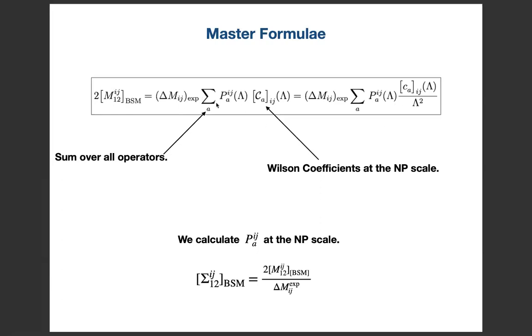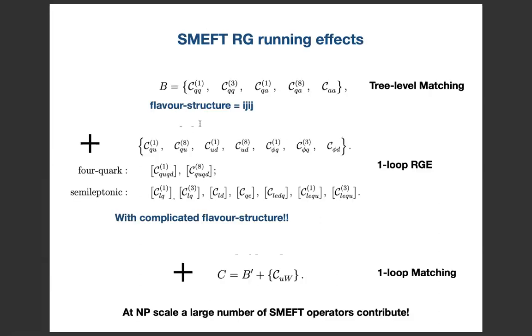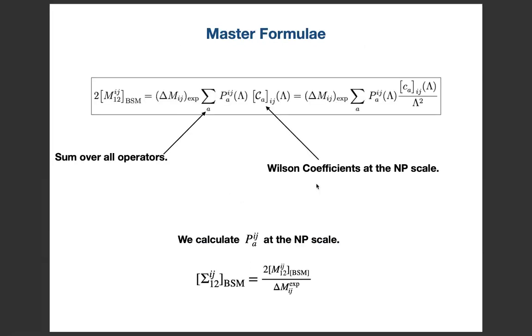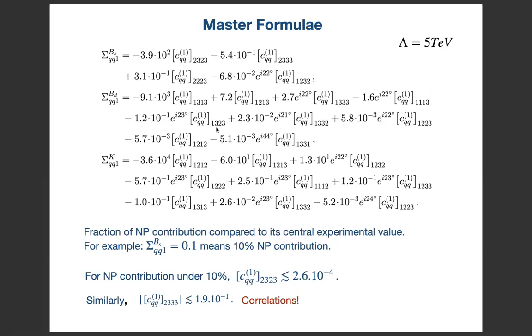Okay, and here you have to sum over all possible operators. A is the sum over all possible operators, which I showed in the previous slide. So that can be due to matching or running or all sorts of effects. Okay, so this is one example of how the master formula looks for the QQ1 contribution.